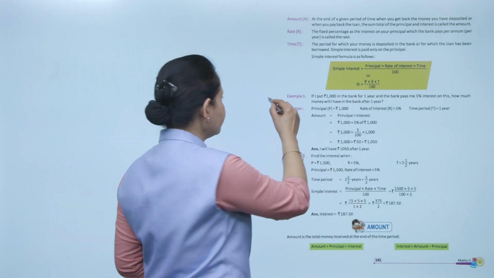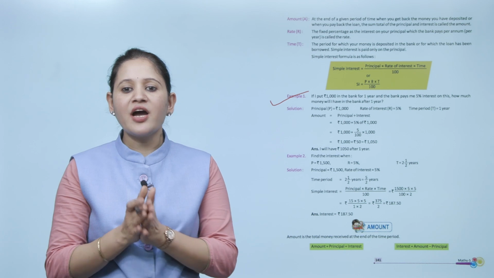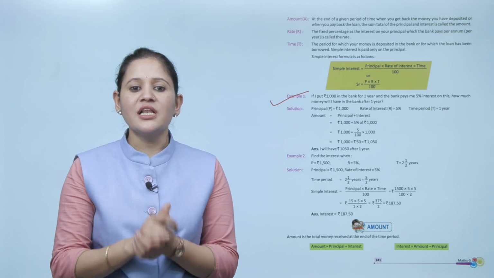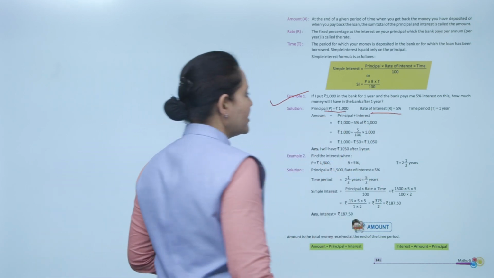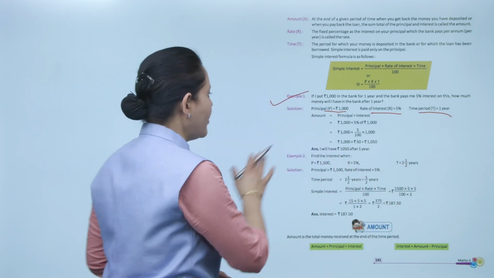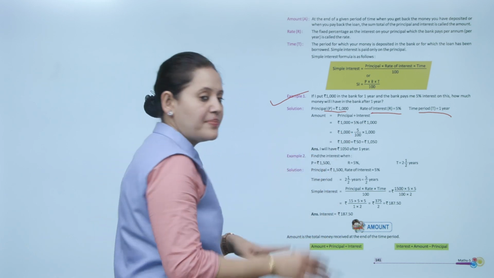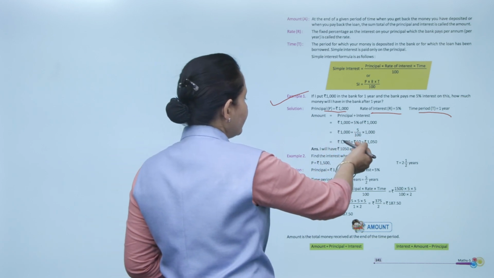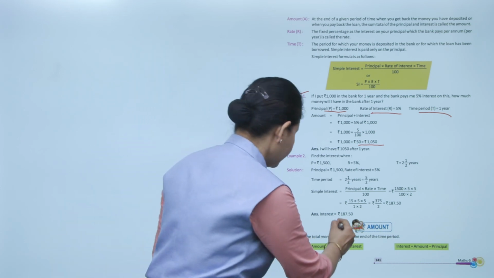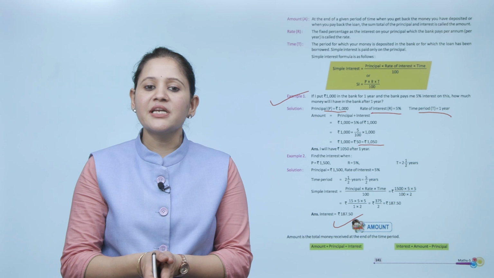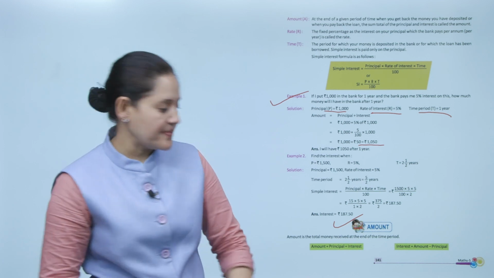Now I'll take an example. If I put rupees 1,000 in the bank for 1 year, and the bank pays me 5% interest on this, how much money will I have in the bank after 1 year? So here the principal is 1,000, rate of interest is 5% and time period is 1 year. So the formula of amount is principal plus interest. Principal is 1000 and interest is 5% of 1000. So 1000 plus 50 is 1050 rupees. Clear? Next is amount. Amount is the total money received at the end of the time period. Amount equals principal plus interest. Interest equals amount minus principal.